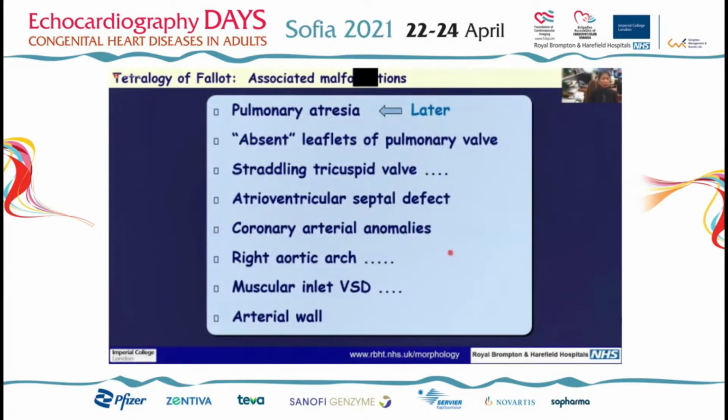And then there are a whole host of associated malformations to look out for, and we'll just look at a couple of these. We'll talk about pulmonary atresia later on, and I want to show you a case of absent leaflet of the pulmonary valve, just to give an idea of what these cases look like. And then there are all these other features also that may be associated in hearts with Fallot's tetralogy.